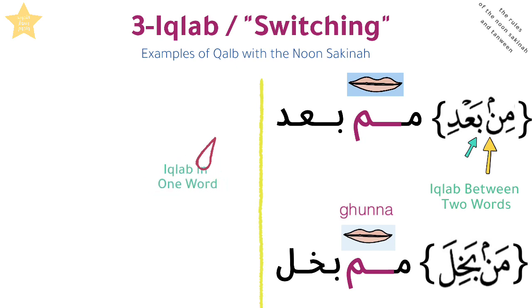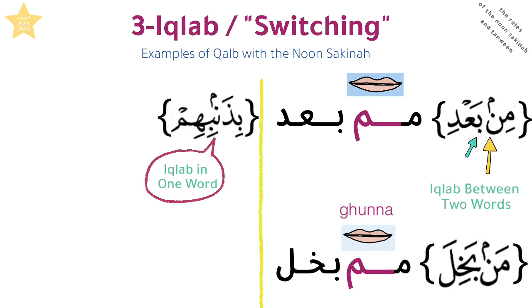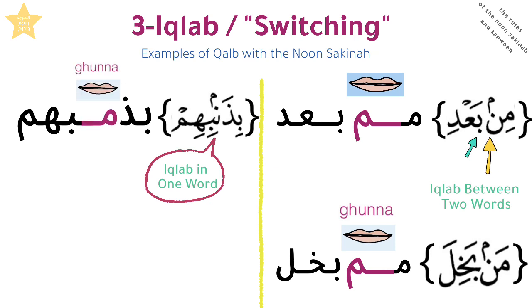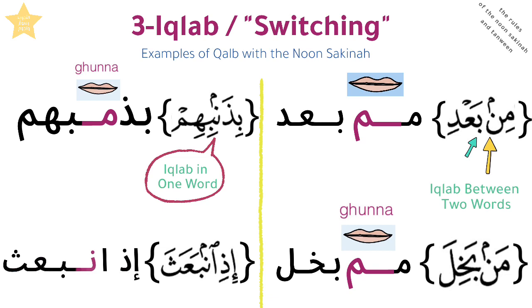One example of qalb within a single word is بذنبهم. Here we have a Noon Sakina followed by a Ba in the same word. We switch the Noon Sakina for a hidden Mim with Gunna while pronouncing it with the Ba. Another example is إذ انبعث.